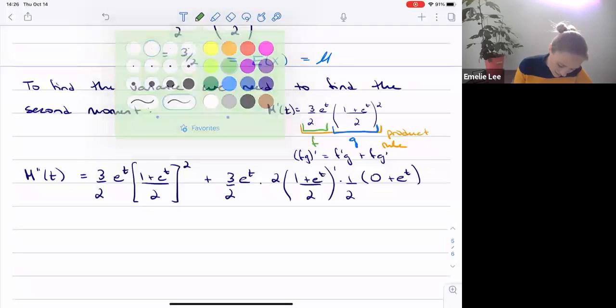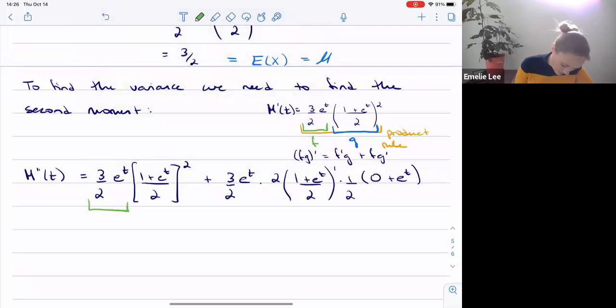So I just want to highlight where everything went here, right? This is f prime. This is f.